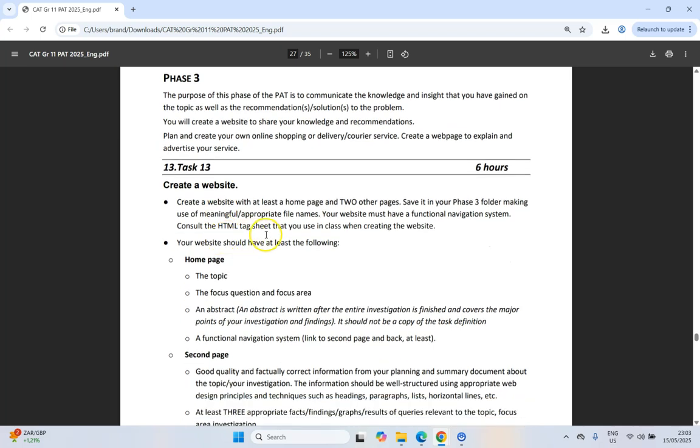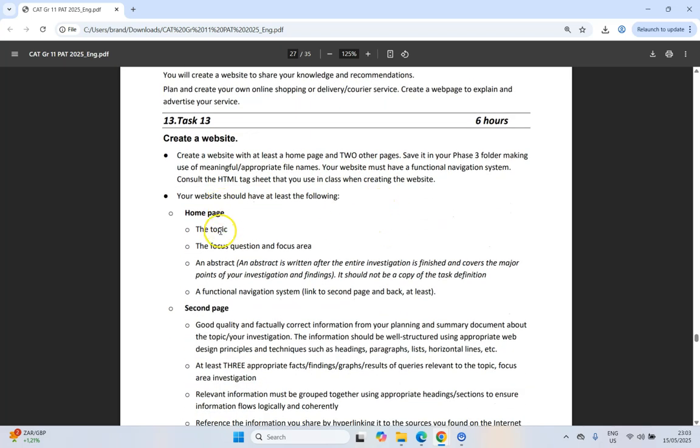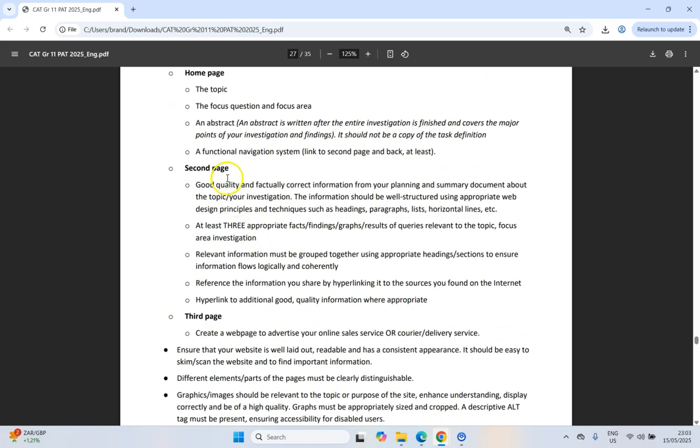So you're going to create a website with at least 3 pages, a home page and 2 other pages. Your home page, they tell you what must be in there. The second page talks about what you found out, some facts, some interesting information. So not just pictures of the charts. You want to actually talk about what you found out. So you really need to understand the information. Maybe in your research, there were things that you picked up there. You can talk about that there.